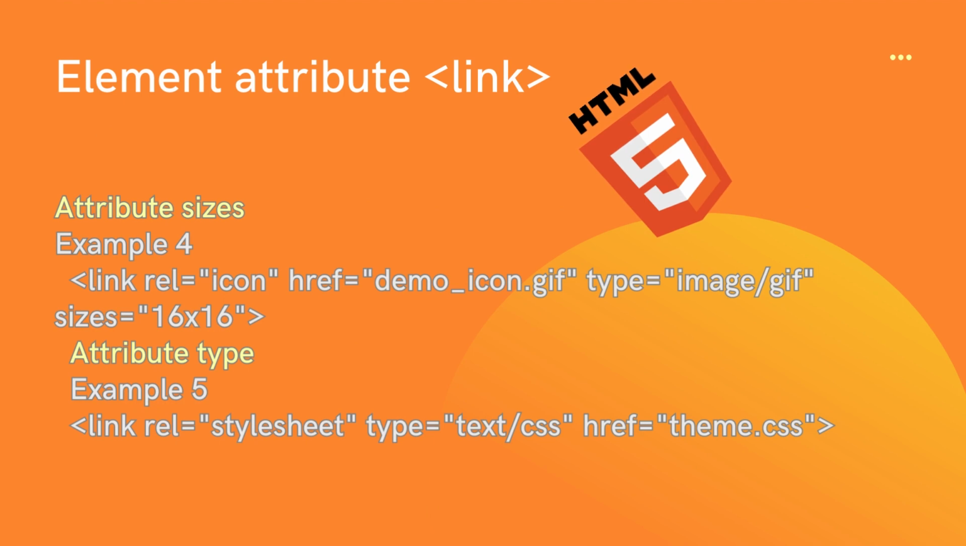We continue. The sizes attribute specifies the size of icons for visual display. It can take the following values: width by height. It defines a list of sizes separated by spaces. Icon sizes are specified in pixels. The type attribute defines the type of the document that is linked.